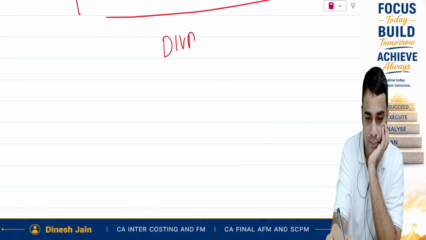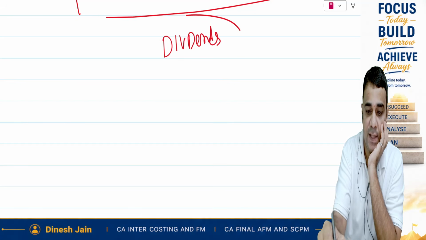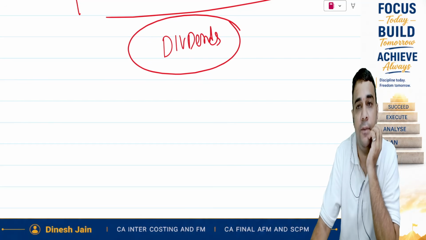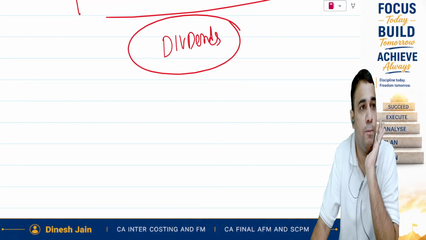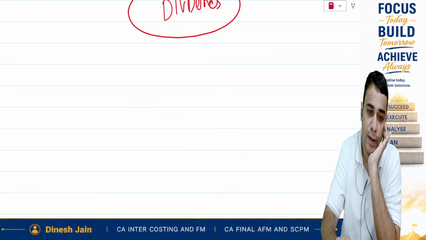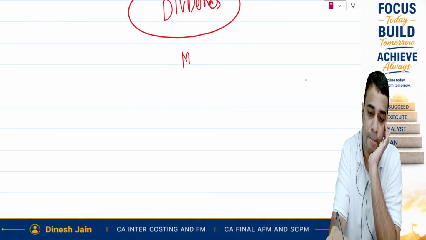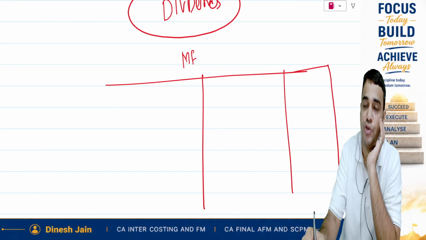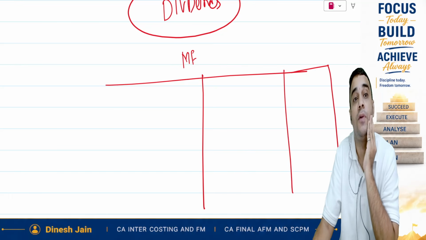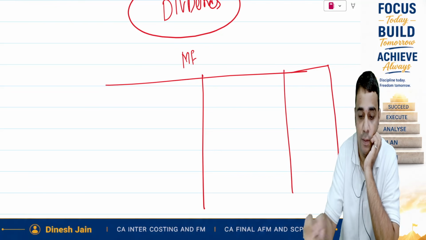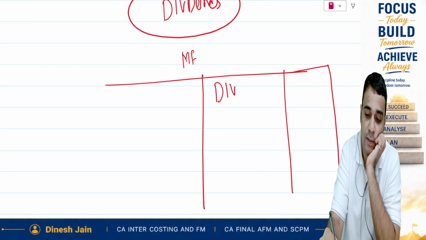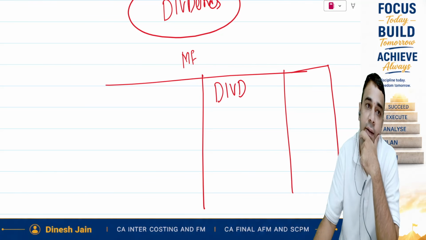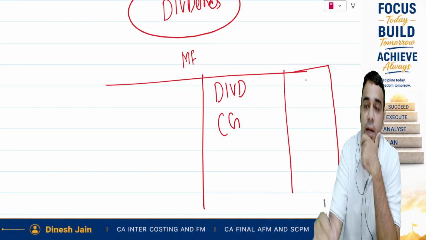Now, dividends. When a company pays dividends, they are paid out of what? When will a company pay dividend? Profits. If you earn profit, you pay dividend. Mutual fund, any idea what will be on the credit side of the mutual fund? What are the incomes which a mutual fund will earn? A mutual fund can earn dividend. What else can they earn? Capital gain.